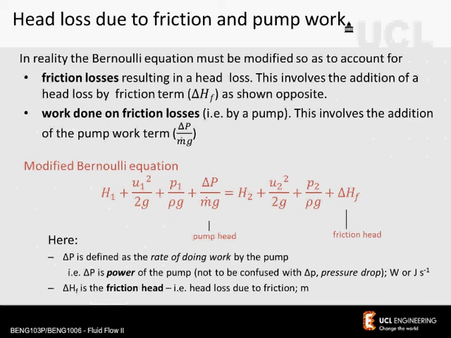And here delta P is defined as the rate of doing work by the pump, so it's the power input from the pump, and that has units of watts or joules per second, and delta HF has units of meters, as with all of the other terms.